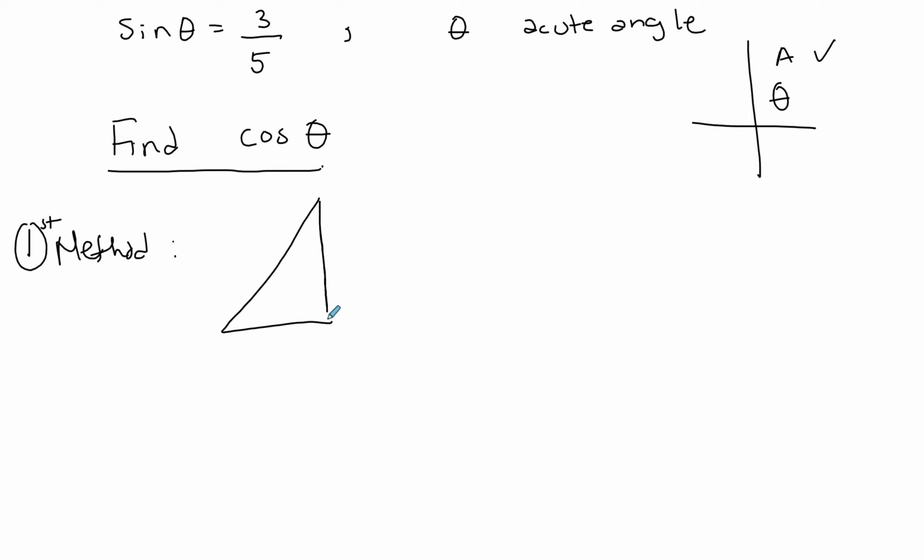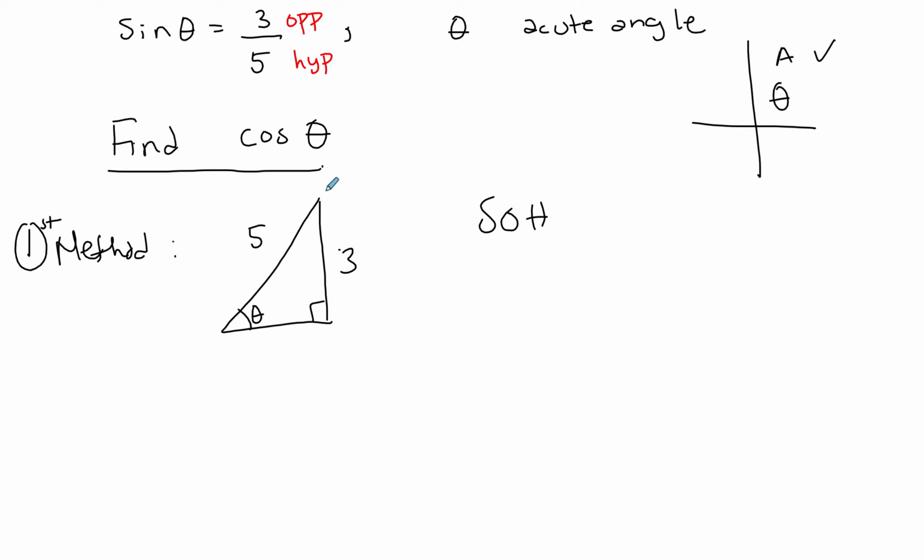So let's say I have my right angle triangle. Let's say my theta is here. Now what this tells you is that, remember, sine is a ratio, so sine is opposite over hypotenuse. So this means that this is my opposite and this is my hypotenuse. So my opposite is 3 and my hypotenuse is 5.